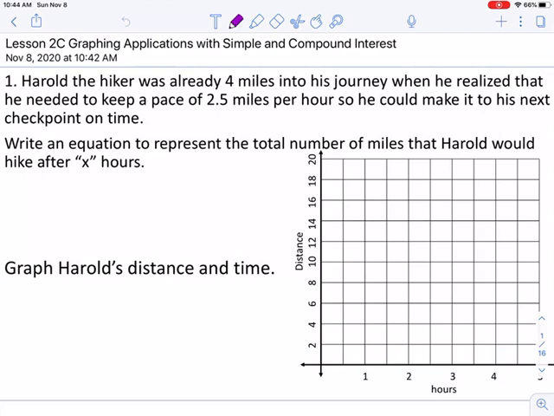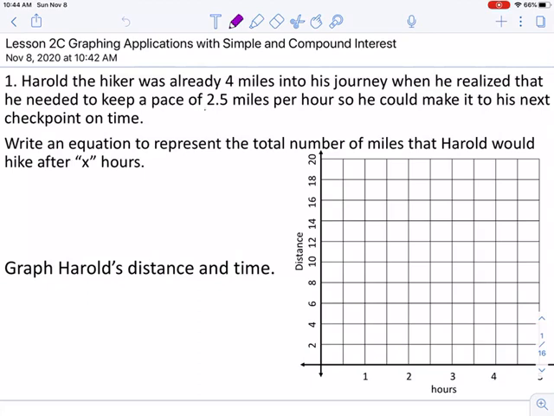So let's start with this one. Harold the hiker was already 4 miles into his journey when he realized that he needed to keep a pace of 2.5 miles per hour so he could make it to a next checkpoint on time. Write an equation to represent the total number of miles that Harold would hike after X hours.